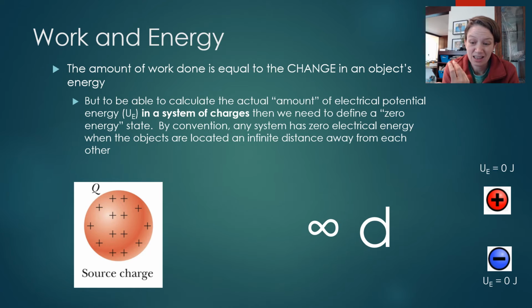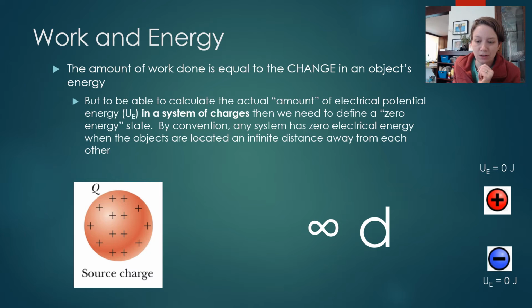So scientists have decided that it makes sense for 0 energy to be the state when two charges are an infinite distance apart, no matter what those two charges are. So what you can see in my diagram below is I have a source charge of some kind on the left, and I have a positive test charge that is an infinite distance apart. And so we're going to say that that system of those charges has 0 joules of energy when they're that far apart. Same thing would be true if my source charge was positive and my test charge is negative, as shown in the little blue negative charge at the bottom of the screen.